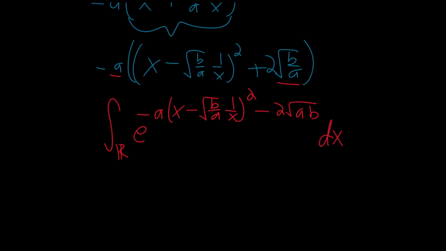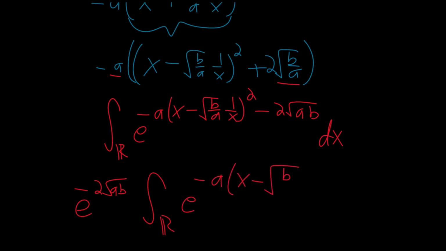So what we're going to do next is one small simplification before we get into the main theorem bit of this video. We're just going to factor out this factor of e to the minus 2 square root ab, leaving us with just the integral bit: the integral over all real numbers of e to the minus a, times x minus the square root of b over a times 1 over x, all squared, dx.